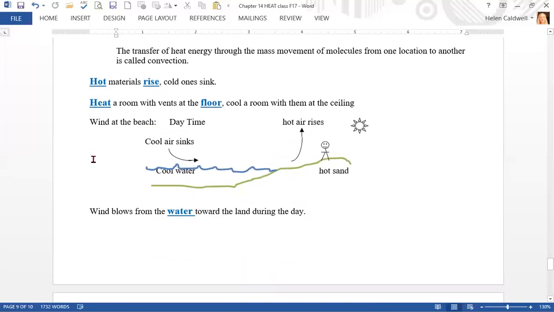So let's talk about wind at the beach. Hot sand during the daytime, colder water. Hot air rises, so the air over the sand rises up. The air over the water is cooler. It's going to swoop in and take that hot air's place. So during the daytime at the beach, the wind primarily seems to blow from the water towards the land.